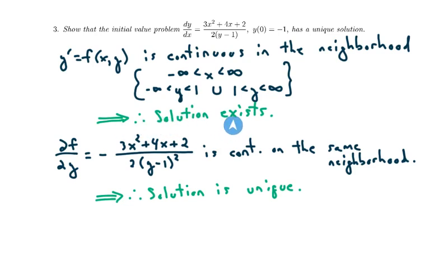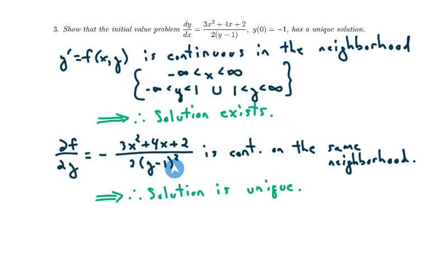So now I know a solution exists. To take the partial derivative of f with respect to y, the 3x squared plus 4x plus 2 divided by 2 is constant, so you have a 1 over y minus 1, or y minus 1 to the -1 power. So when you take the derivative of that part, you get the negative y minus 1 to the -2, or squared when you put this in the denominator. So that's how I got this as the partial derivative with respect to y.